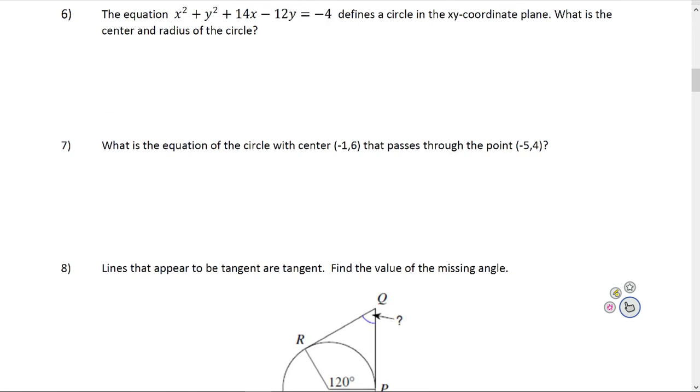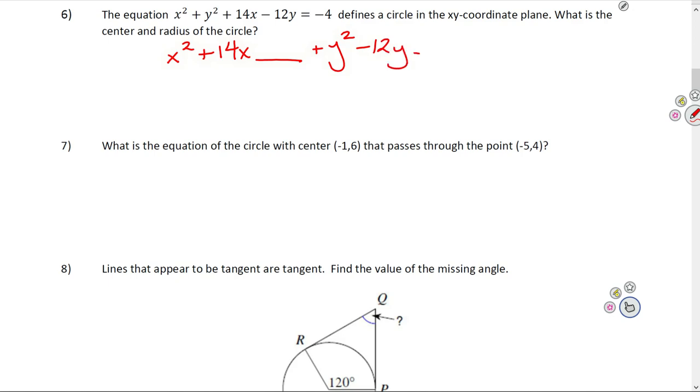Number 6, the equation x squared plus y squared plus 14x minus 12y is equal to negative 4 defines a circle in the xy coordinate plane. What is the center and radius of the circle? Well, I need to complete the square. The first thing I'll do is reorder these terms. I want the x squared term, then the x term, and then leave a space, and then the y squared term and the y term, and leave a space, equals negative 4. And then I need to complete the square for both x and y.